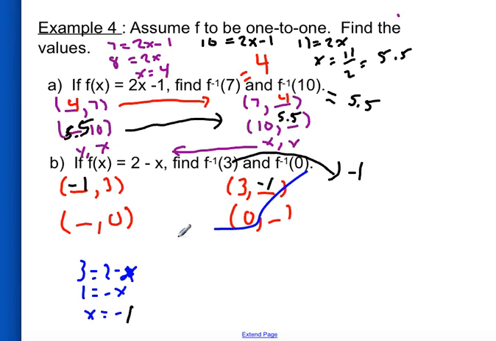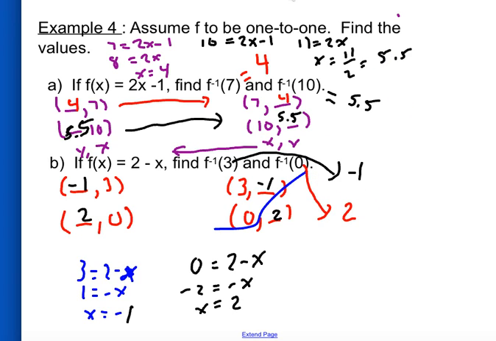So now I've got to work with the 0 one. So I'm going to plug 0 up here in for the f of x. So it becomes 0 equals 2 minus x. Subtract 2, I get negative 2 equals negative x. Divide by negative 1, and I get x equals 2. Which means this is 2, 0, so this is 0, 2. So what's this value right there? It has to be 2.